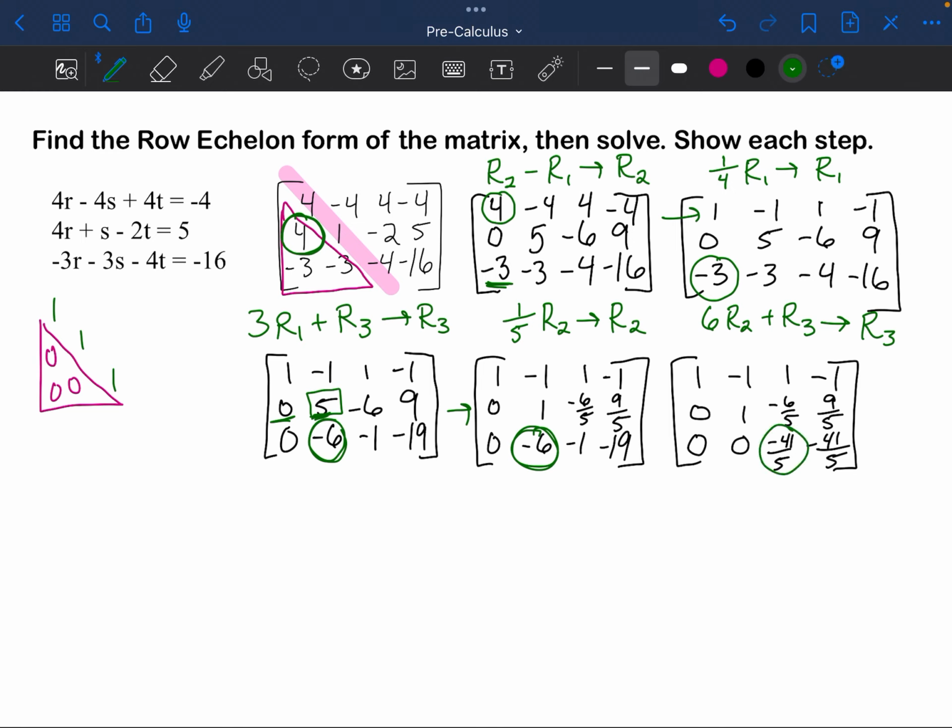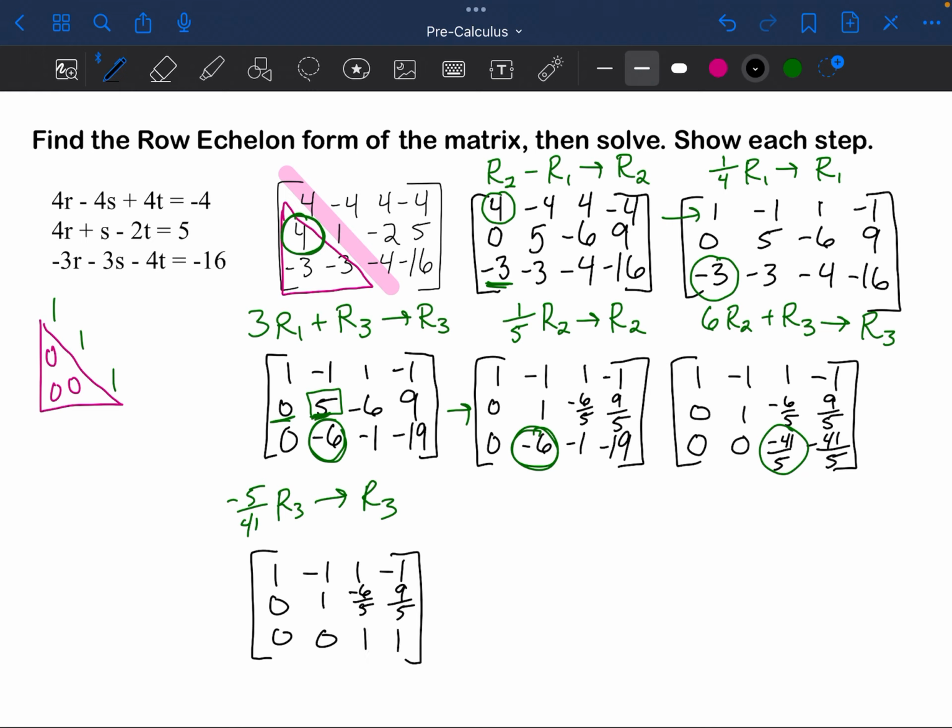And in order to do that, let's multiply by the reciprocal. So I'm going to do -5/41 times row 3, replace row 3. All right. 1, -1, 1, -1. 0, 1, -6/5, 9/5. And then 0, 0, 1, 1. Now that we have this, we can go through and put it back into our variables and solve. So this was R, S, T, and then the answer, the number, right?